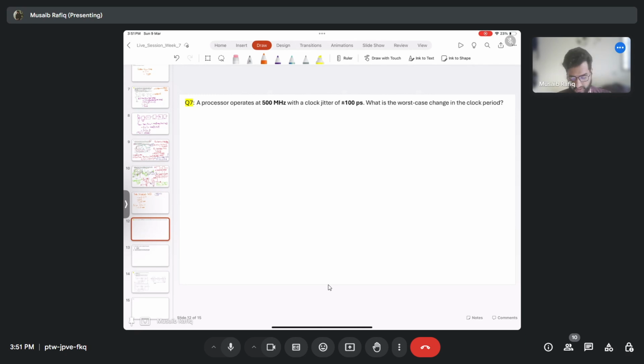Let me give you a hint. What will be T? T is equal to 1 by F, right? So it will be 1 by 500 into 10 raised to the power 6, which is 0.2 into 10 raised to the power minus 8, equal to 2 nanoseconds.